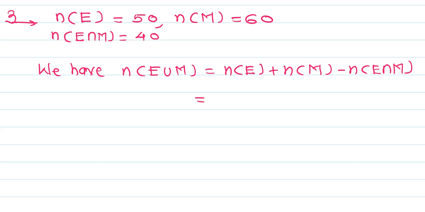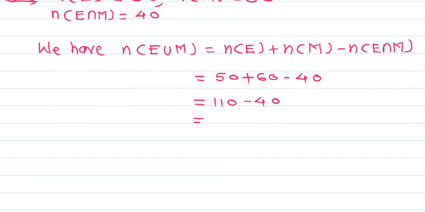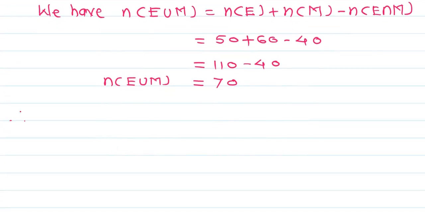Therefore, we substitute the values: 50 plus 60 minus 40, 110 minus 40. Therefore, E union M, students who passed in at least one subject, is 70.